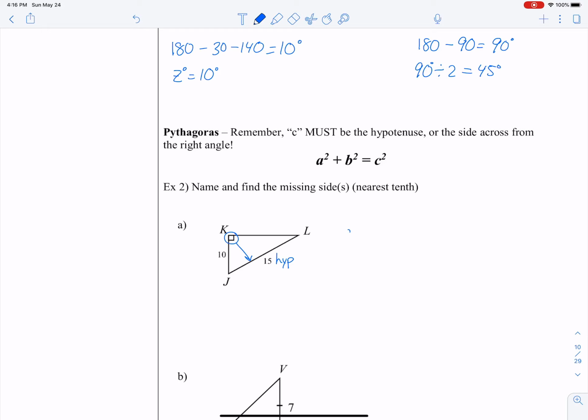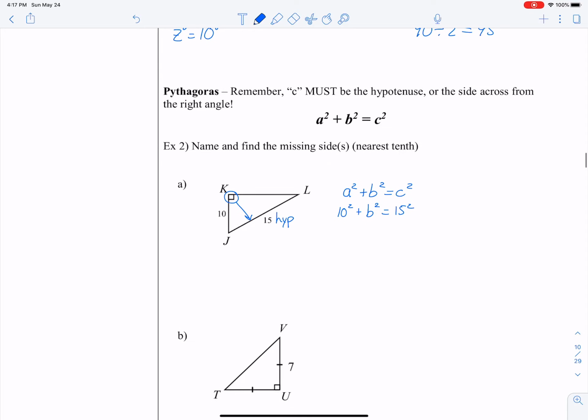So we're going to write our formula, a squared plus b squared is equal to c squared, and put in the information that we know. In terms of a and b, it doesn't matter which of the two sides that are not the hypotenuse you call a and which you call b. They're interchangeable. I'm just going to use the 10 as my a squared, and this other one is blank, that's what we're trying to find out, so I'm going to leave it blank and just write b squared. And now my hypotenuse has to be the c, so I'll put the 15 there.